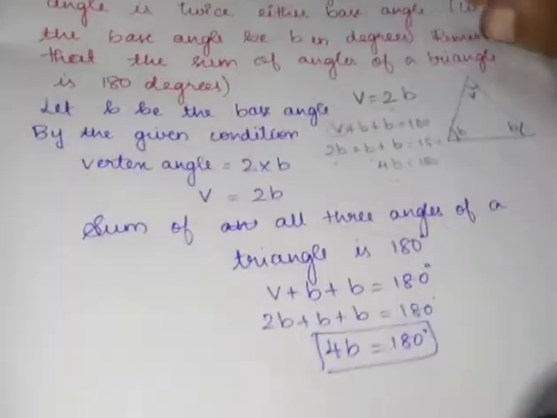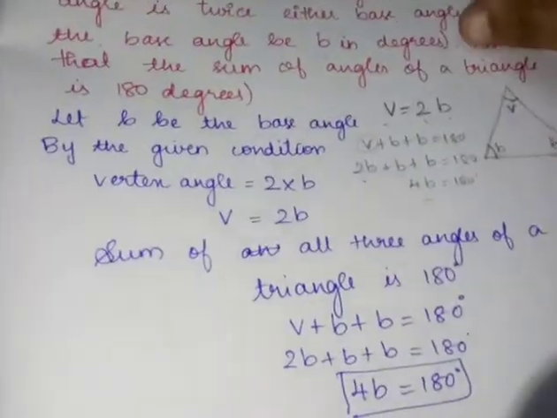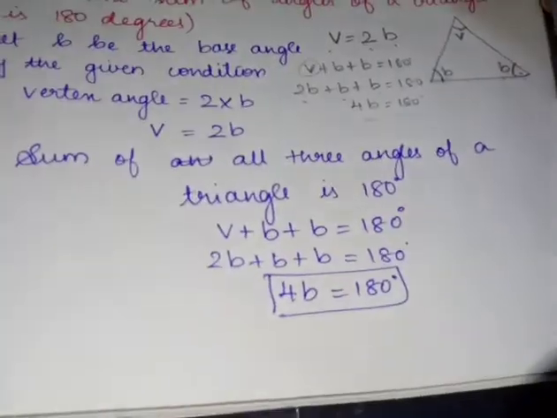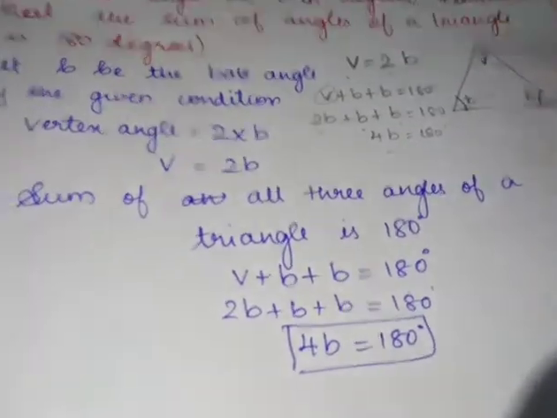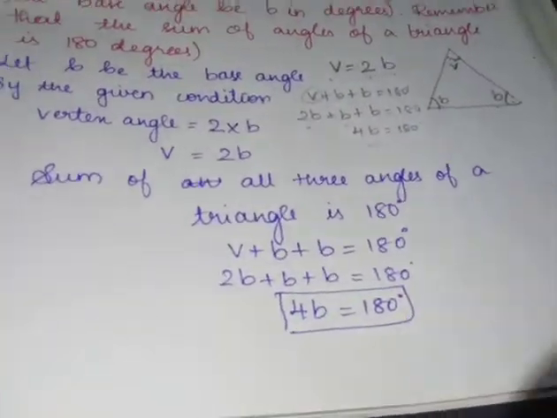Listen, if they didn't give you this statement, you can stop till here, because they have only given that the vertex angle is twice either base angle. But since they have given the sum of angles of a triangle, we should use this and form this equation. Only then it is correct.